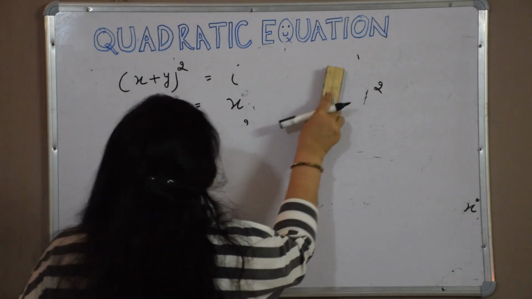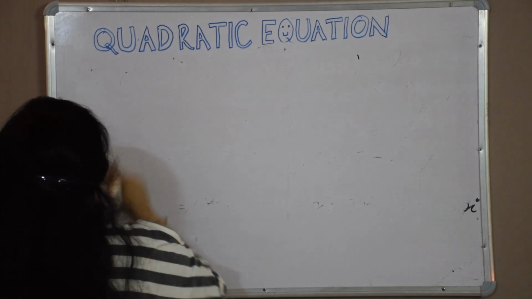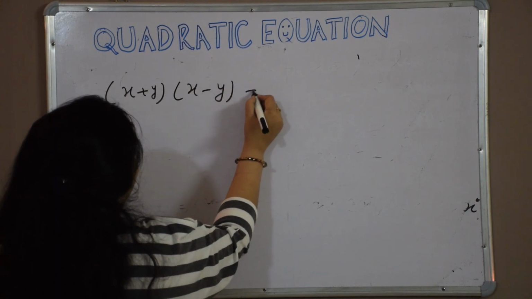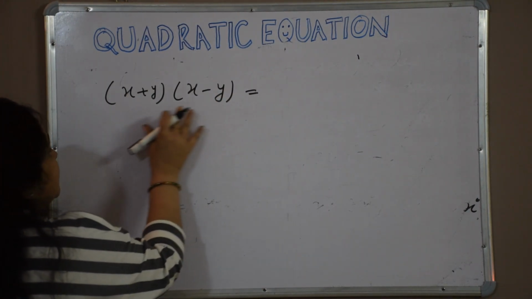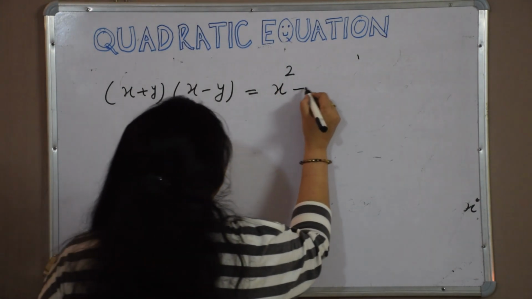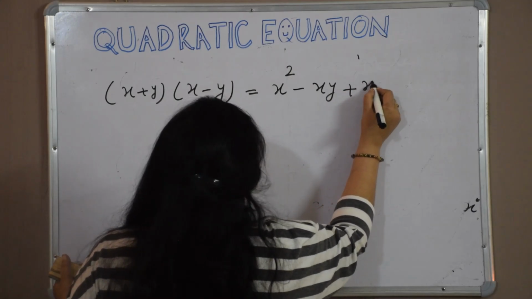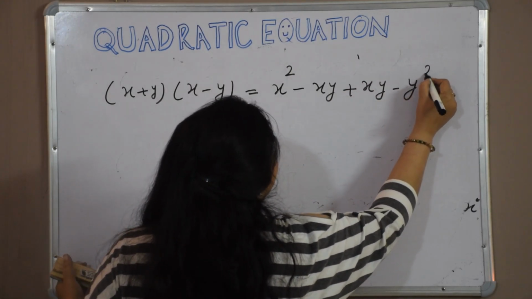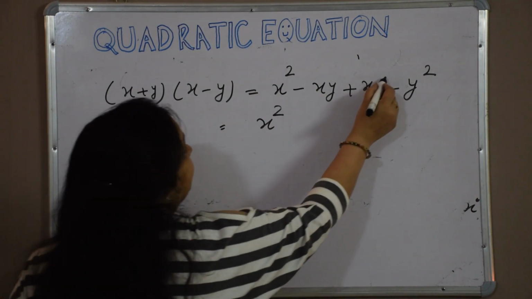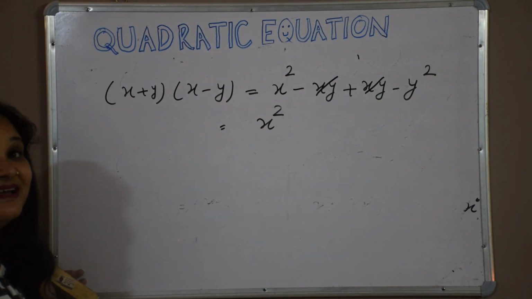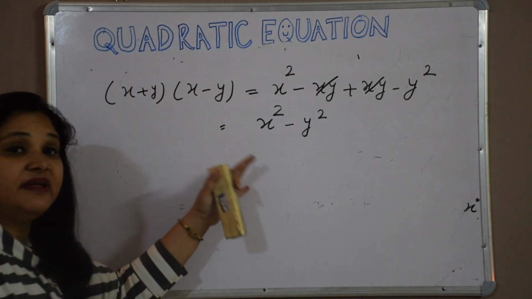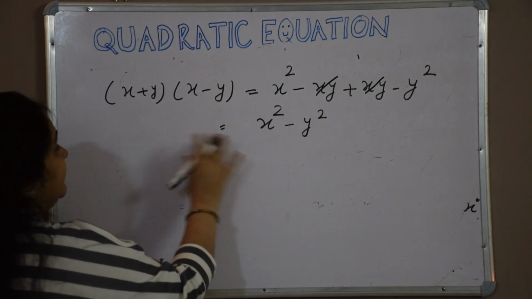And one more result: what can we say about (x plus y) into (x minus y)? About this result, just multiply. x square, when we multiply with this, minus xy plus xy minus y square. It becomes x square, we can cancel xy and negative xy, and it becomes minus y square. So it is a very useful result, and we can use it both ways.